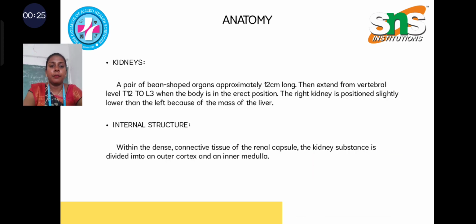Kidneys, a pair of bean-shaped organs approximately 12 cm long, extend from the vertebral level T12 to L3 when the body is in the erect position. The right kidney is positioned slightly lower than the left because of the mass of the liver.